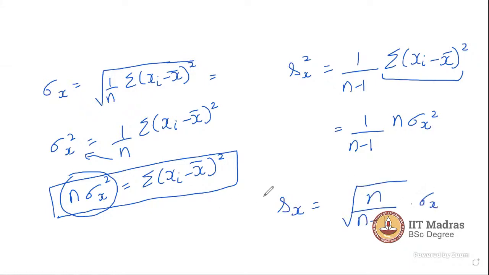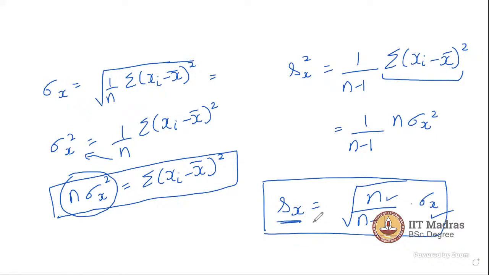Okay, so this is the relation. If you know the value of population standard deviation and n, you can still obtain the sample standard deviation without the data, right? Is it clear?